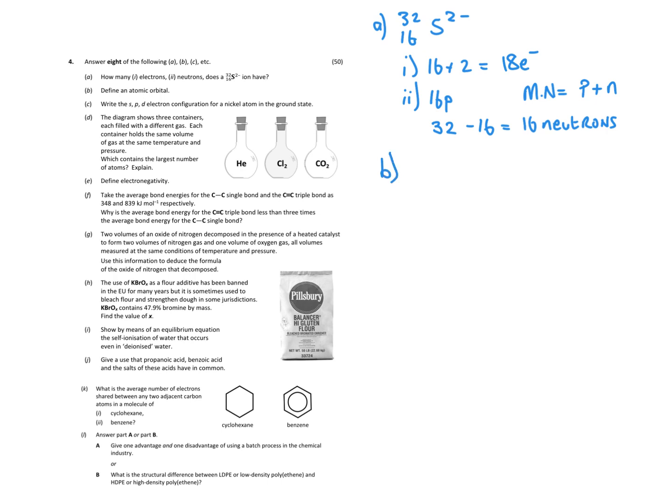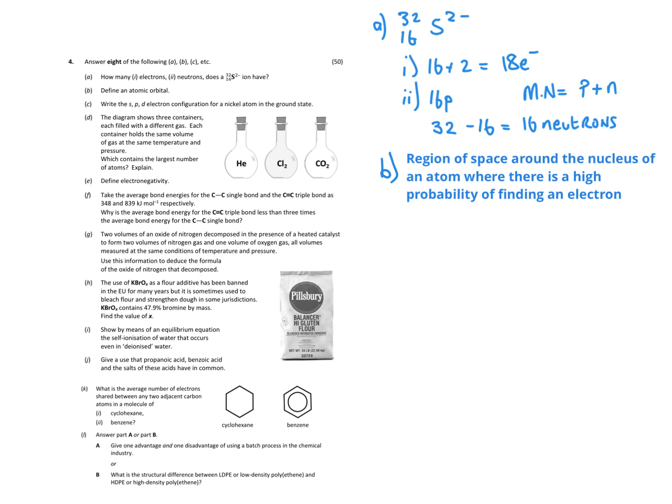Part B then is a definition, and it is the definition for atomic orbital. We know that an atomic orbital is the region of space around the nucleus of an atom where there is a high probability of finding an electron. So the keywords that you would have needed that year, according to the marking scheme, are region, high probability of finding an electron. Important to note the word region. The word area was not accepted in that year, so it's important that you use the word region.